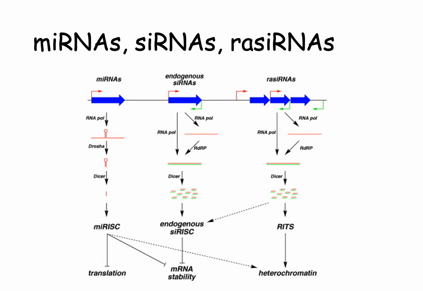Let's compare endogenous siRNA. You can have exogenous siRNA, which is the incorporation of small interfering RNAs to knock out or reduce expression of a gene of interest, which we scientists use quite a lot. Endogenous siRNA can be transcribed in a sense and antisense manner.